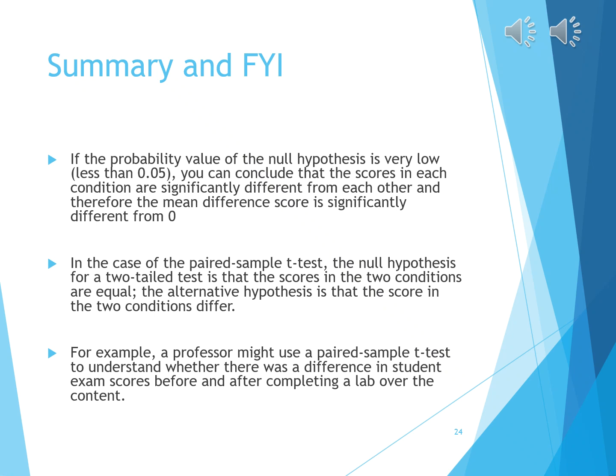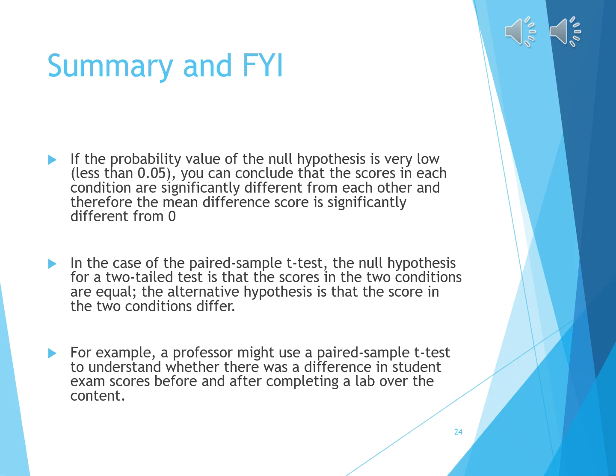Now, in this lecture, we talked about a one-tailed alternative hypothesis. You could also make a two-tailed alternative hypothesis, which would just be that the scores in the two conditions differ. You just don't say in what direction. Therefore, the null hypothesis for a two-tailed test would be that the scores in the two conditions are the same.